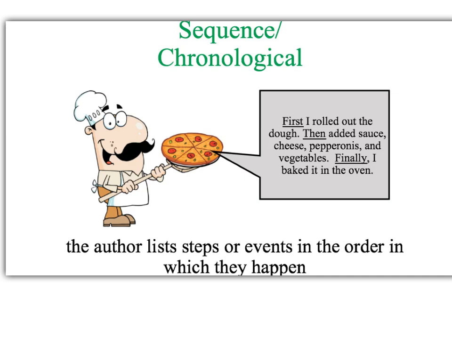Here's some more on the sequence chronological text structure. The author lists steps or events in the order in which they happen. Let's read this. First, I rolled out the dough, then added sauce, cheese, pepperonis, and vegetables. Finally, I baked it in the oven. And you can see these key words here: first, then, and finally. That lets us know that the writer is telling the events in the order in which they happened.